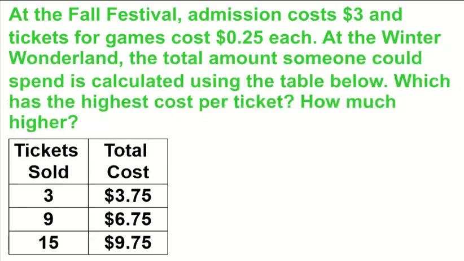All right, y'all try that one. Similar idea. We've got a fall festival where admission costs $3 and tickets for games are 25 cents each. At the Winter Wonderland, the total amount someone could spend is calculated using the table below. Which has the highest cost per ticket? How much higher?